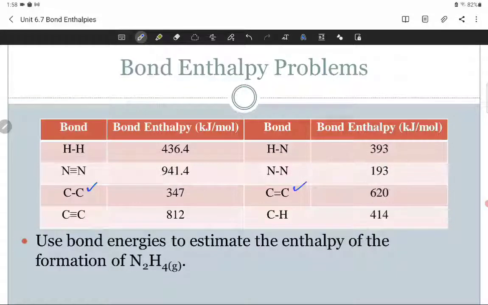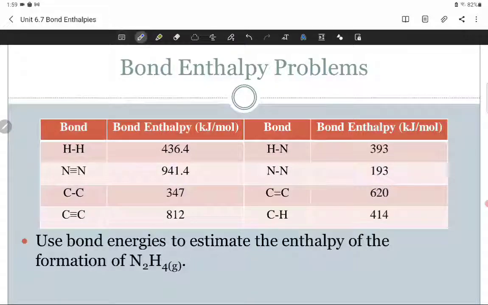So here are three different types of bonds: single bond to carbon, double bond to carbon, triple bond to carbon. And you can see that the triple bond to carbon has 812 kilojoules per mole. Again, these are averages. The double bond carbon 620, and the single 347. So that does match up with what our ideas were.